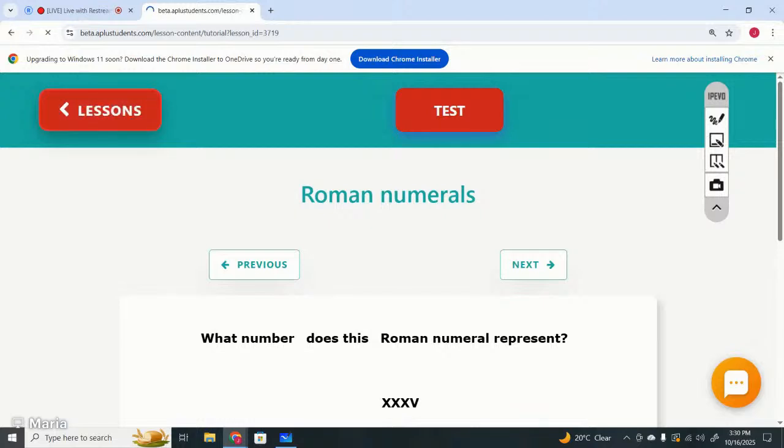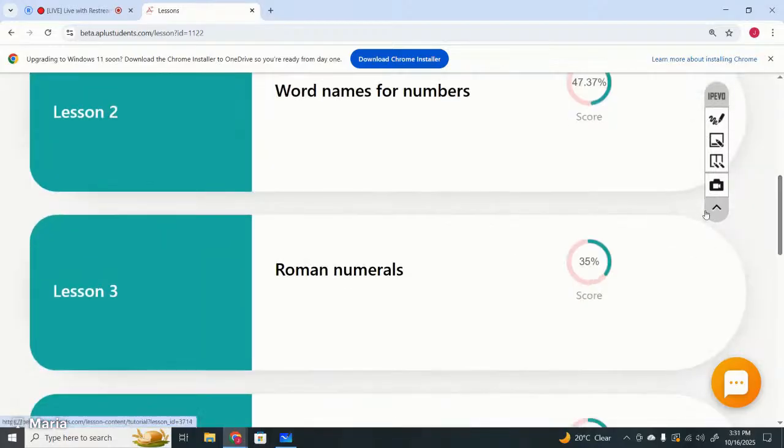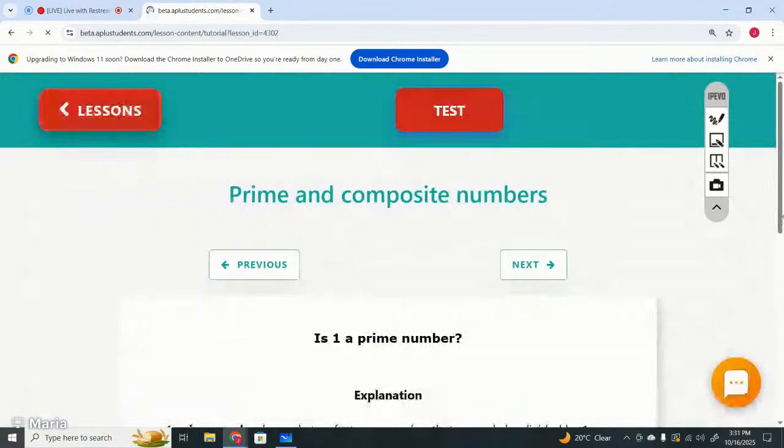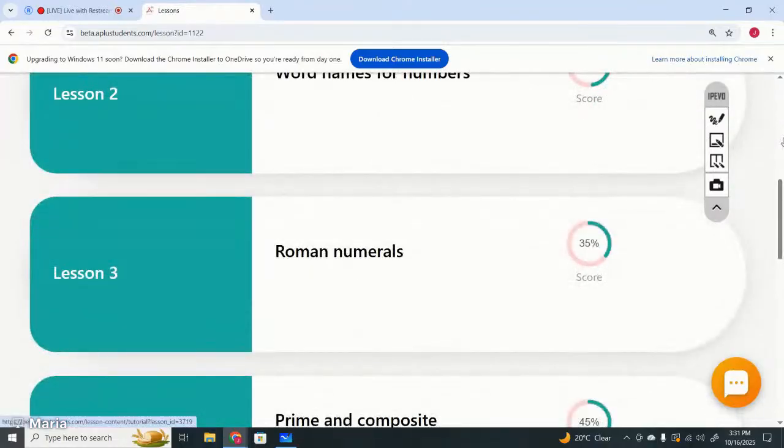The next lesson is prime and composite numbers. Oh yes, prime and composite numbers.